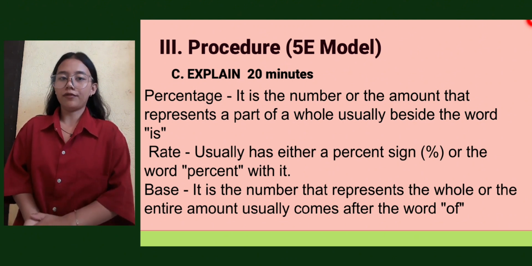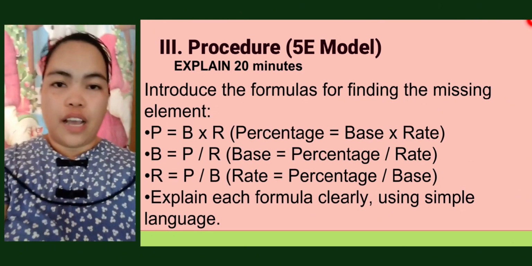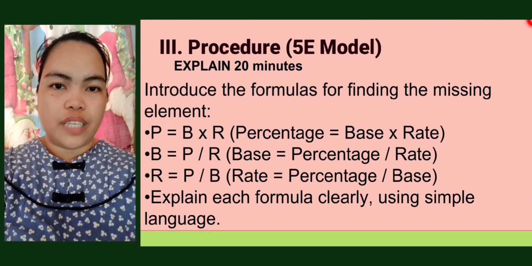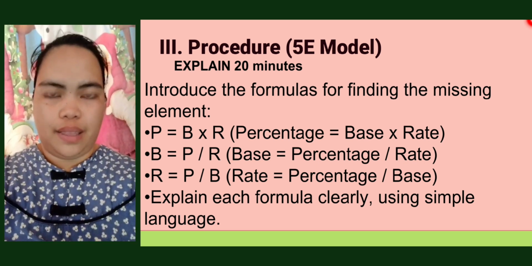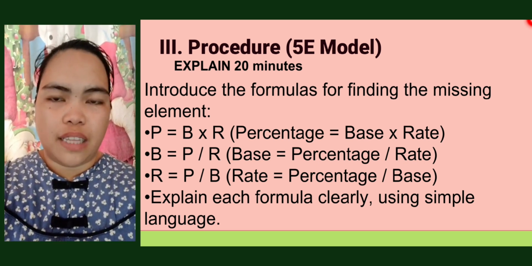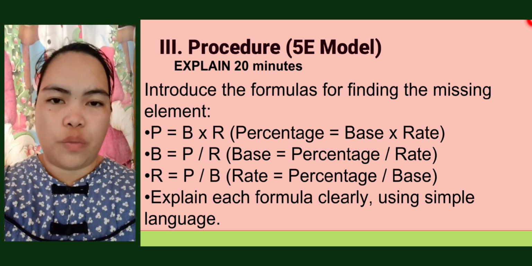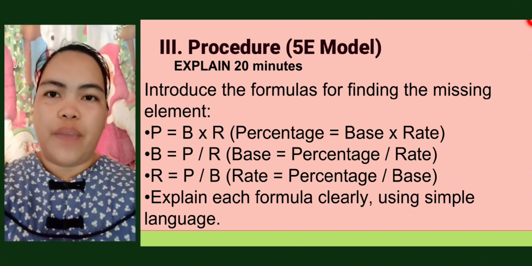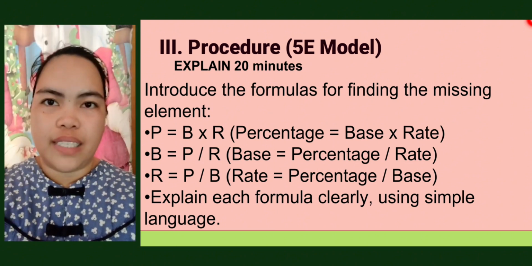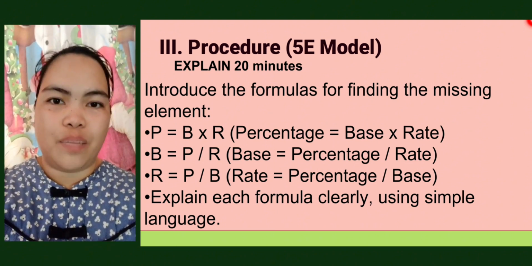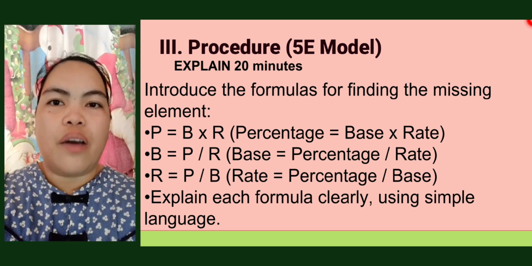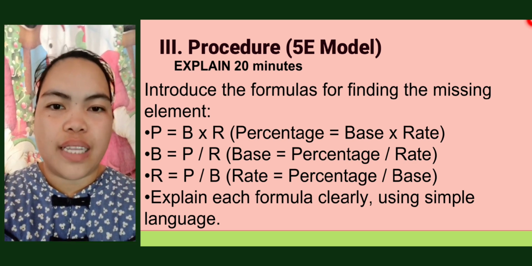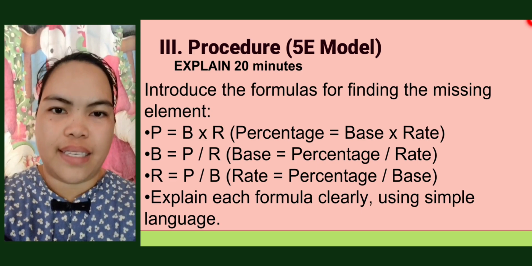So now that you know the definition of percentage, base, and rate, here are the formulas for finding the missing element. When the percentage is missing, the formula is P equals base times rate. While if the base is missing, the formula is base equals percentage divided by rate. And lastly, if the rate is missing, the formula is R equals percentage divided by base.